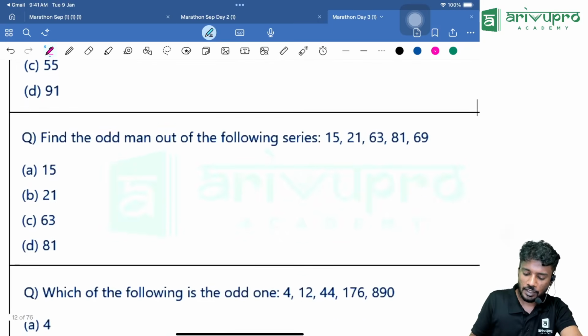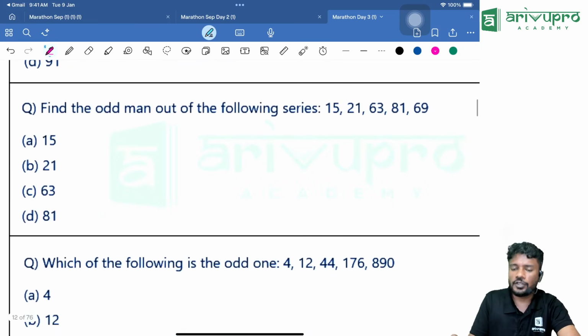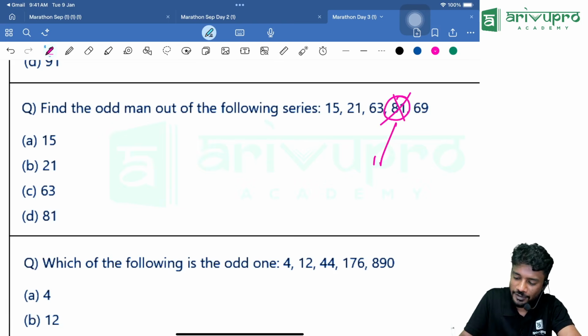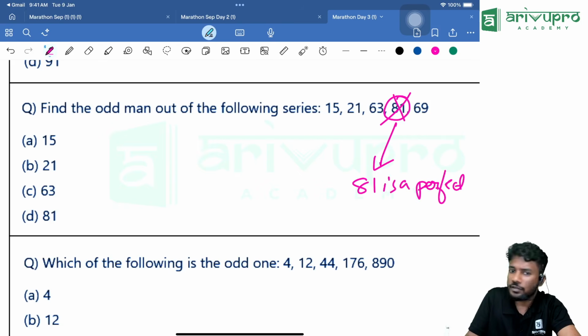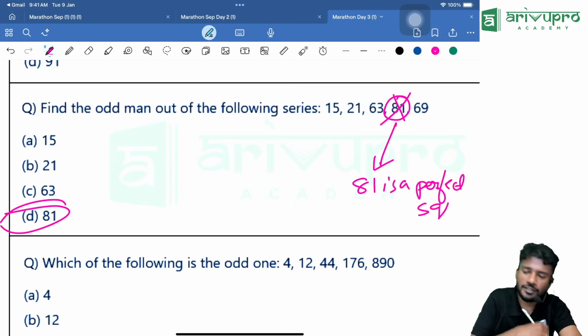Find the odd man out of the following. You tell me. Yes, Vinisha. Now tell the answer. What is the answer for this? 81. Why? 81 is a perfect square. Yes. Answer is option B.